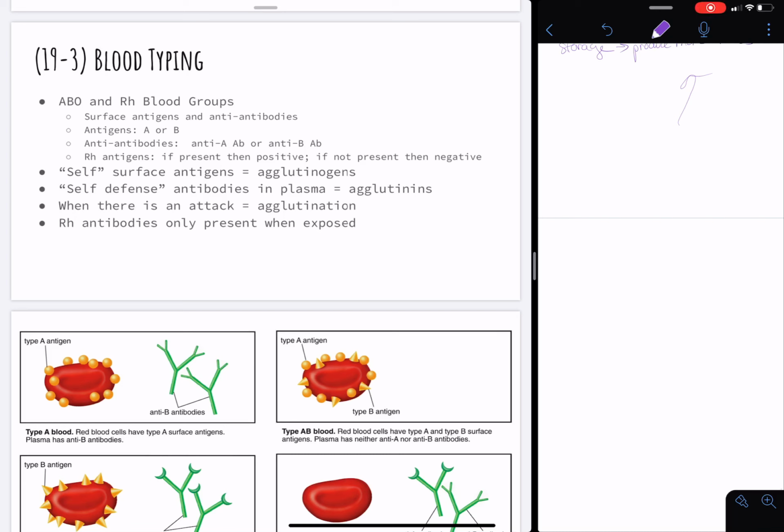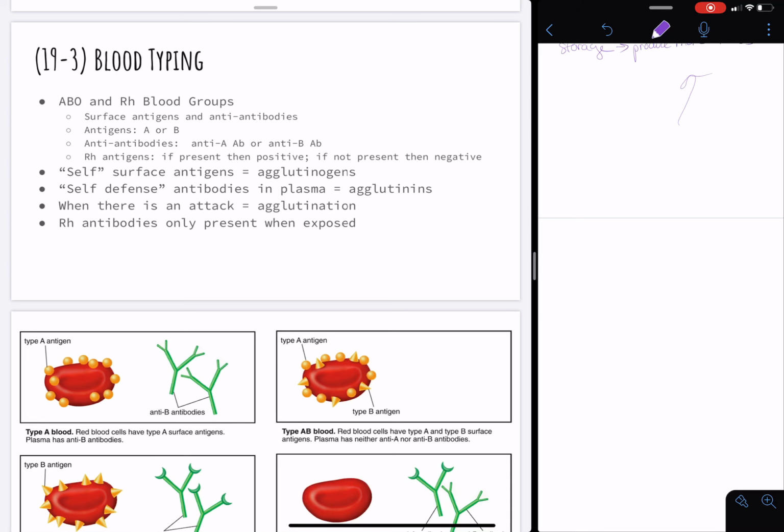All right, welcome to 19-3, where we start talking about blood typing. Blood typing is super, super important. We never want to give a patient an incompatible blood type, because if we do, their immune system might say, wow, you look foreign, you look terrible, let me destroy you and get rid of you, and then activate this entire immune response, which would completely ruin the entire purpose of getting a blood transfusion in the first place.